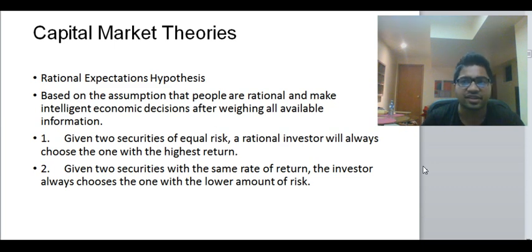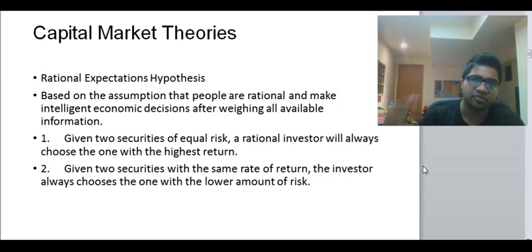The last theory is rational expectation theory. It is based on the assumption that people are rational and make intelligent economic decisions after weighing all possible information. Given two securities of equal risk, a rational investor will always choose the one with the highest return. And given two securities with the same rate of return, investors always choose the one with the lowest amount of risk. So this means all investors think similarly. All investors are intellectually similar. They get the same information and they analyze it in the same way.